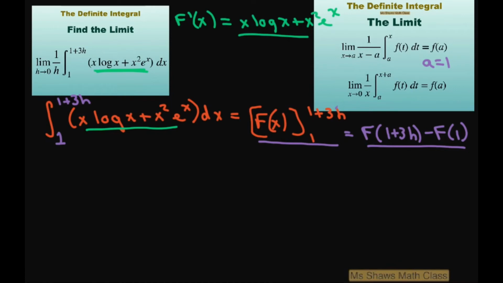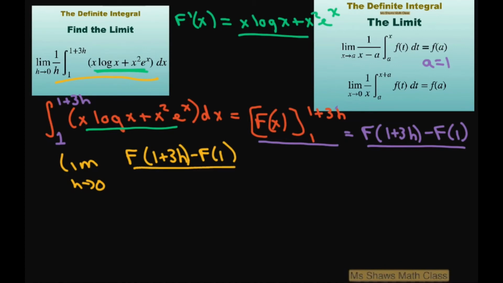So our limit is going to be, as h approaches 0, of all of this, which we already know is f of 1 plus 3h minus f of 1, divided by, and I'm going to multiply through my 1 divided by h. So the h goes here. So that's how we're going to do our limit.